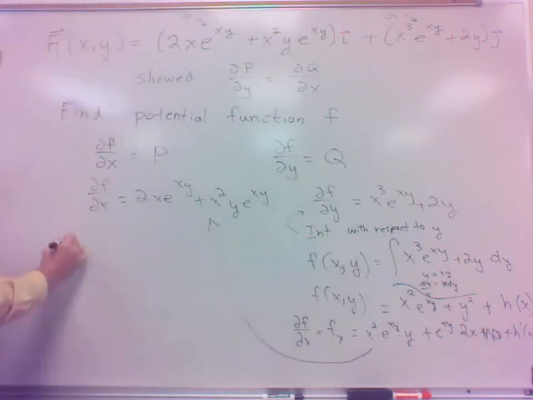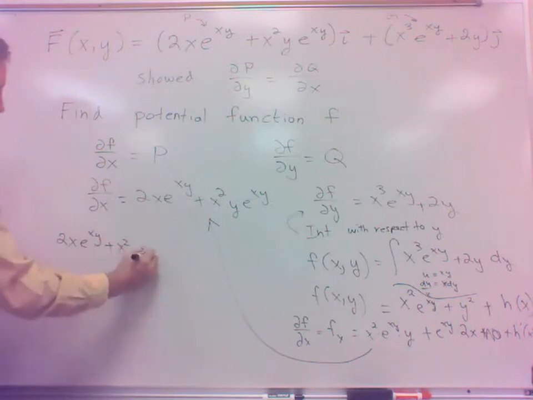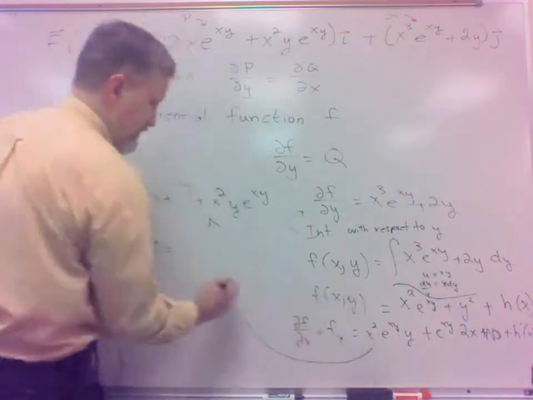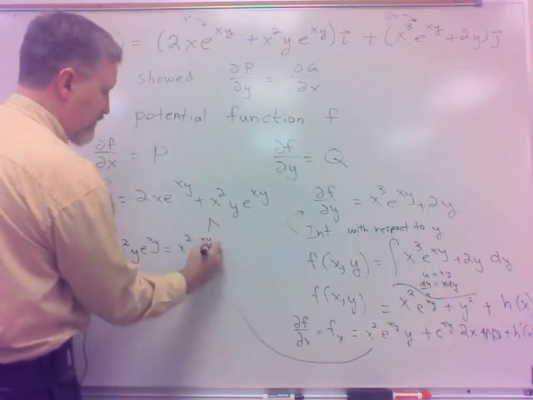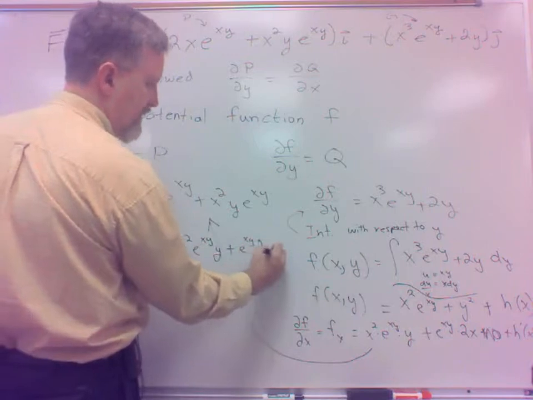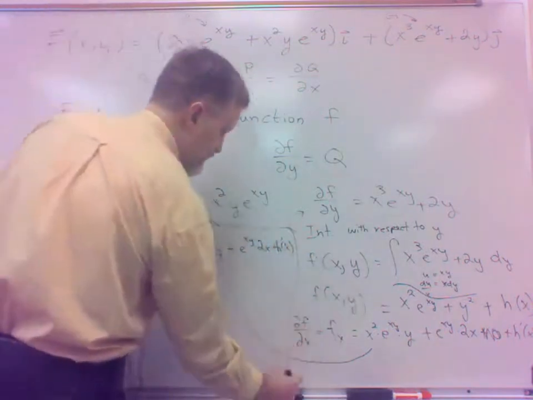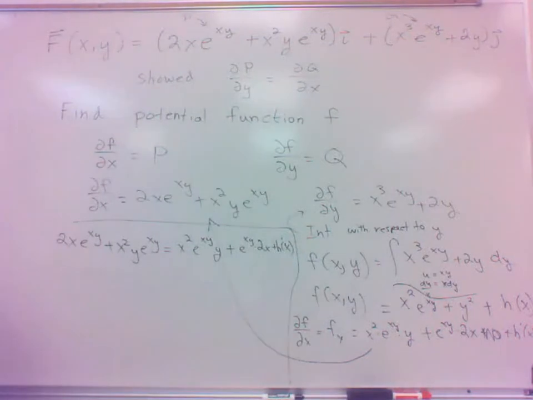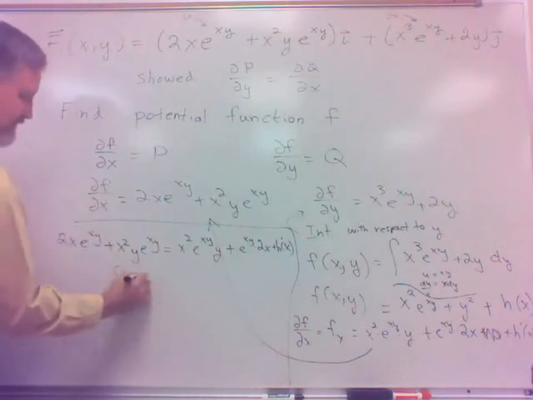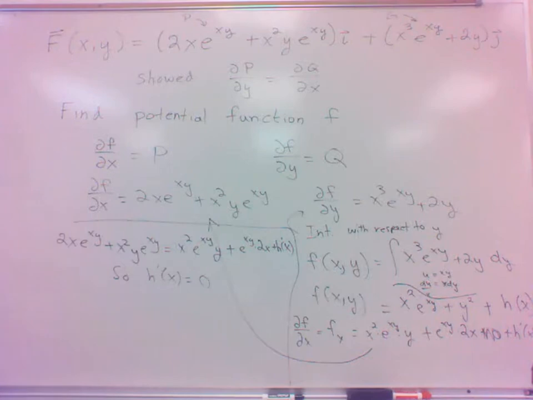So 2x e to the xy plus x squared y e to the xy must equal x squared e to the xy times y plus e to the xy times 2x plus h prime of x. Okay. So for those two to be equal, yeah, h prime of x has to be 0. Because we've got everything already, right? Well, if h prime of x equals 0, how can we get back?